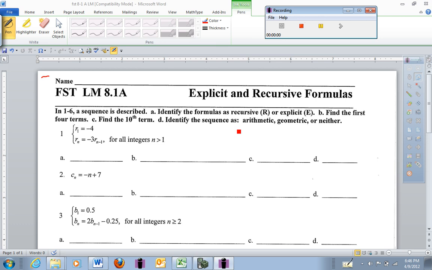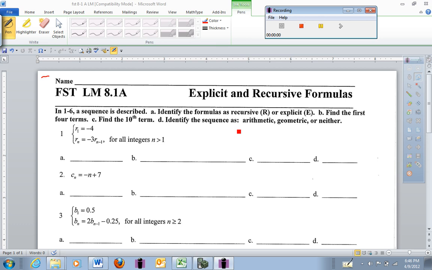First of all, let's go back and let's talk about what a sequence is. A sequence is just a list of numbers. And so we'll be writing some of the terms out for these different sequences that we can identify down here in these first problems on this Lesson Master 8.1a.